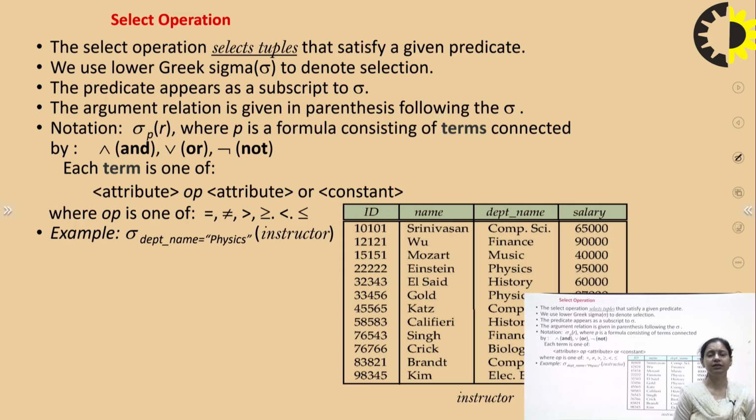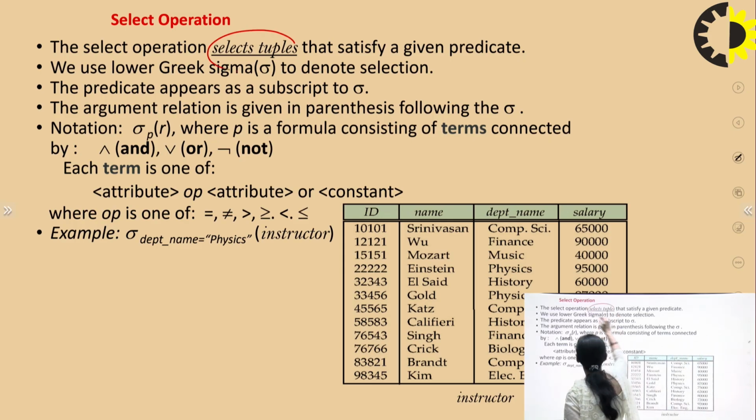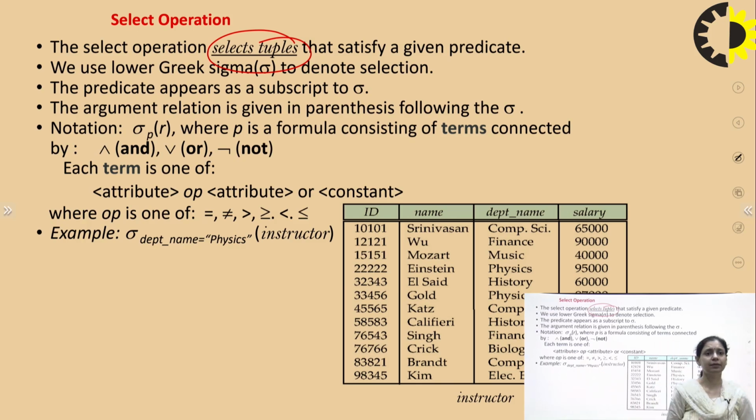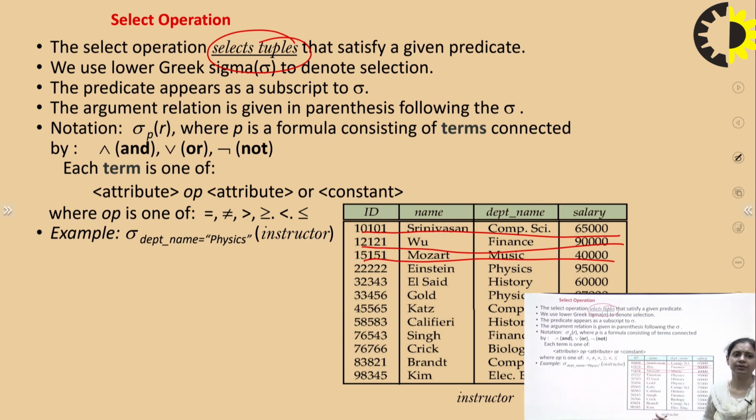The select operation works upon the tuples that are there in a relation. Tuples means the number of rows. Each row is a tuple when we are talking about the relation. So the select operation selects the tuples that satisfy a given predicate. Predicate is the condition on the basis of which you need to identify the number of tuples or the number of records. So here we use the symbol sigma, which tells us that we are going to select some of the things.